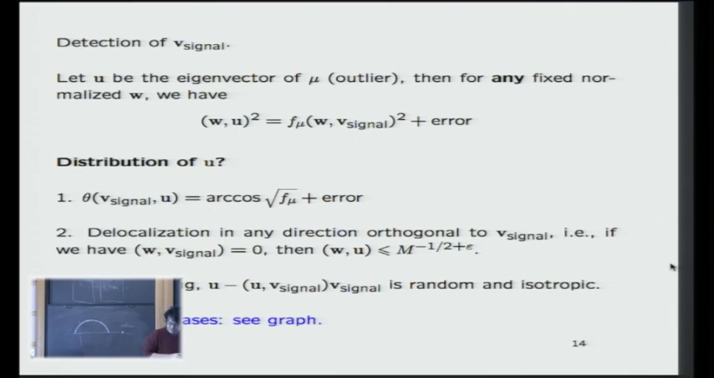Let me explain what you can get from this result. First, if you choose w equal to this V signal, then you will immediately get the angle between u and the V signal, and you will find this angle is almost fixed. It's because the error, compared with this constant, f of mu, which is a function of mu and a deterministic number, is small.